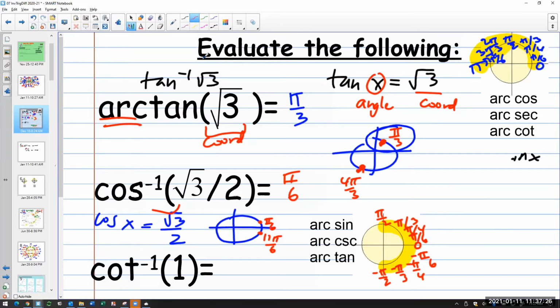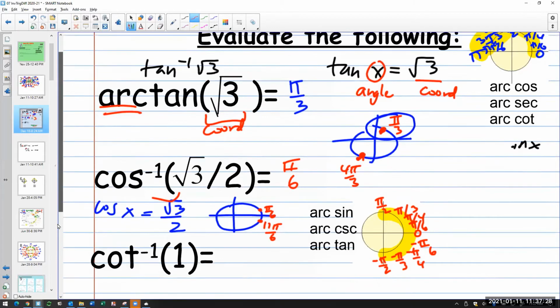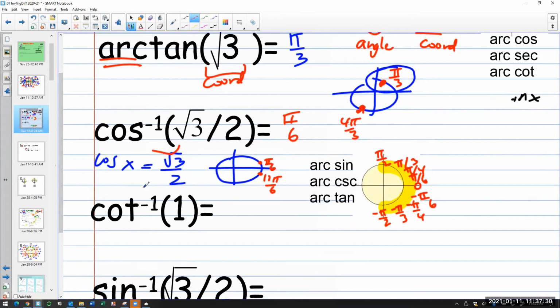Okay, so let's go back. See this cosine x equals square root of 3 over 2? If this had been your original problem, you would have had an infinite number of answers. Your answer could have been here, your answer could have been here, then you kept on going in a circle. But as soon as they put this inverse in, you only have one answer.